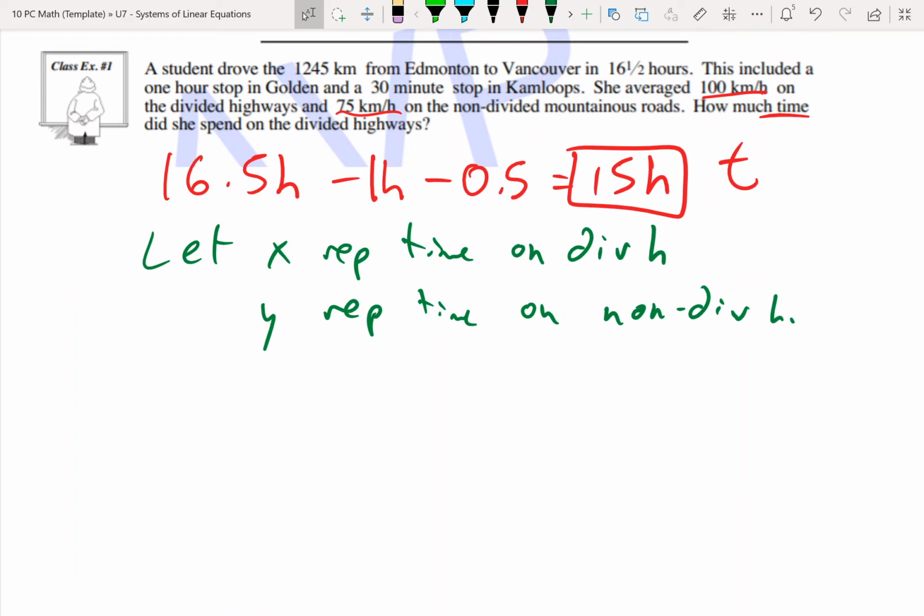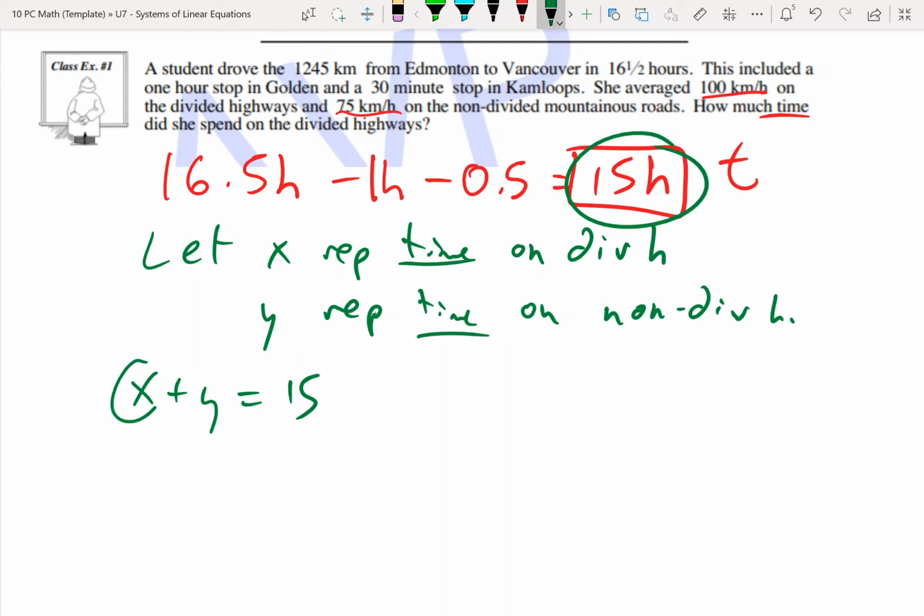So we need to write two equations. The first one's going to be the easiest. We have time, and we already know the total time. So we can just say x plus y equals 15. If I know the hours on this highway and the hours on this highway, the total is 15. First equation done. Second equation is a little trickier. We have to use basically all the numbers they gave us. Okay, so she's averaging 100 kilometers per hour and 75 kilometers per hour.